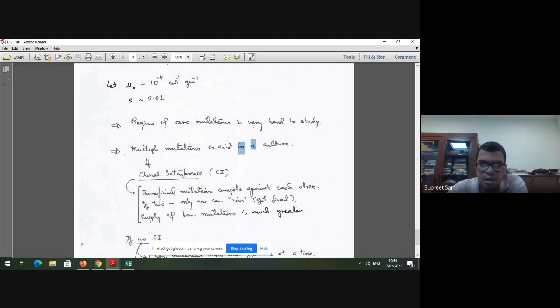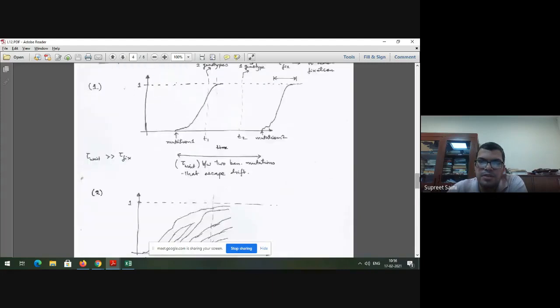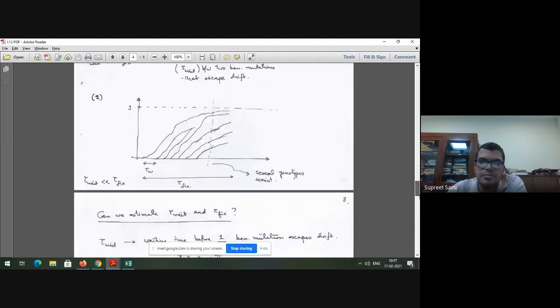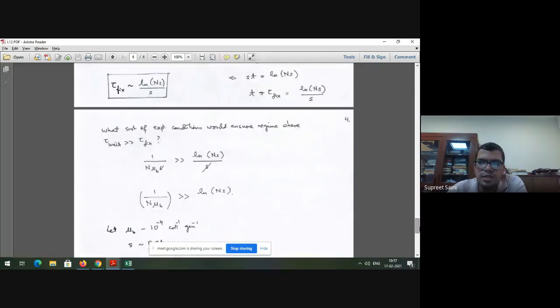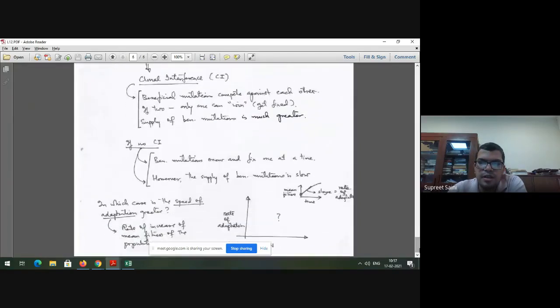On the other hand, the supply of beneficial mutations in this particular regime is much greater. In the earlier regime, you have to wait a long time before another mutation can take place. In this regime, beneficial mutations are competing against each other, but the supply of them arriving into the chemostat is much faster. So these are the two forces occurring in this regime.